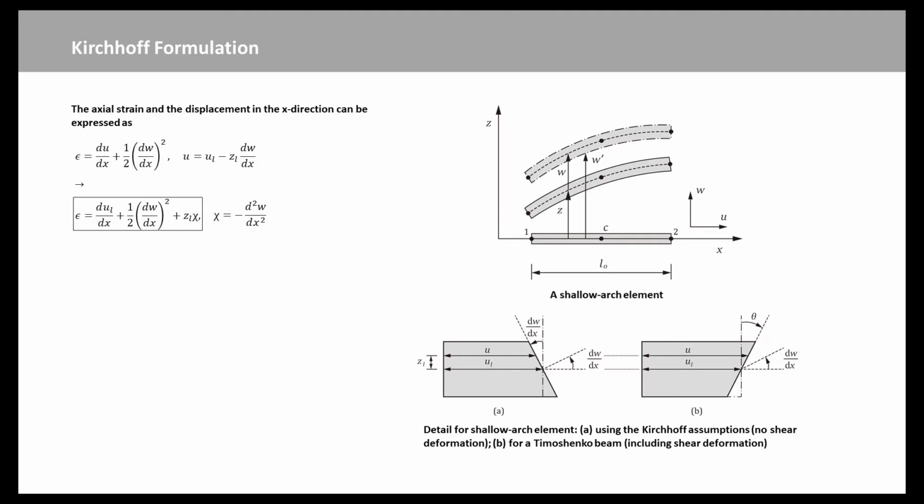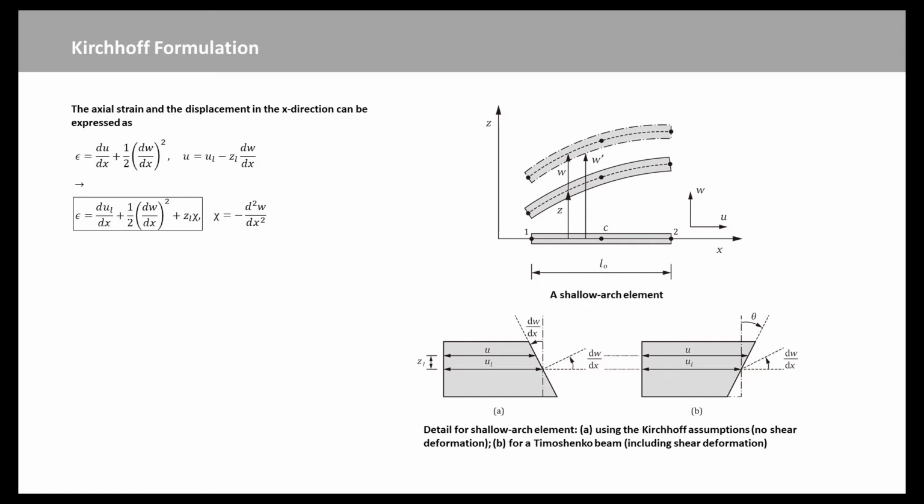We will start the discussion by departing from an initially flat element, using a degenerated form of the Green-Lagrange strain tensor. The axial strain can be expressed as epsilon equal to du over dx plus half of dw over dx squared, with ul the axial displacement at the center line, and assuming that plane cross-sections remain plane. The displacement in the x direction is given by u equal to ul minus zl times dw over dx, where zl is measured with respect to the center line of the element.